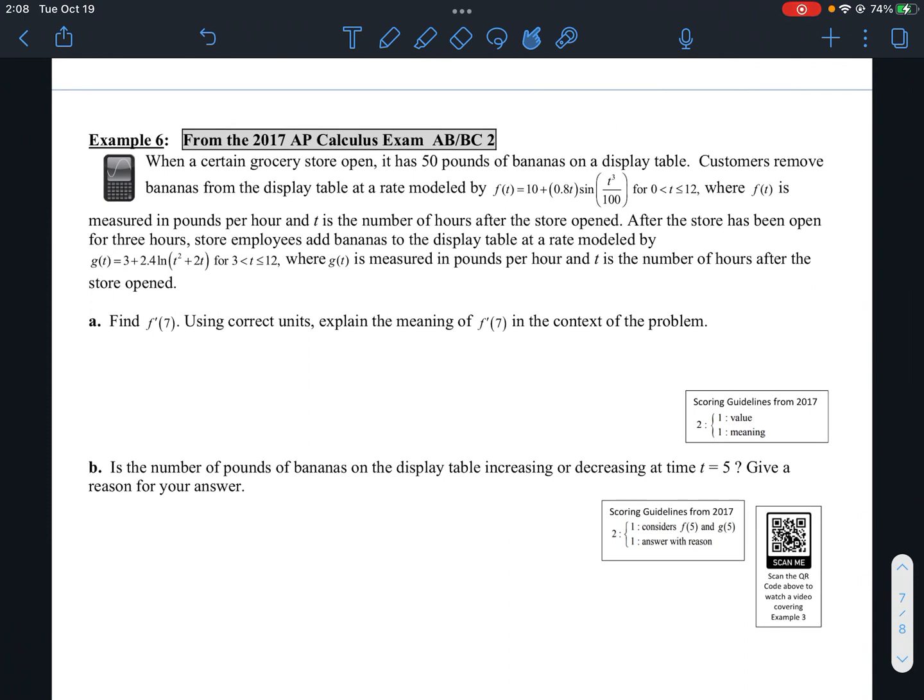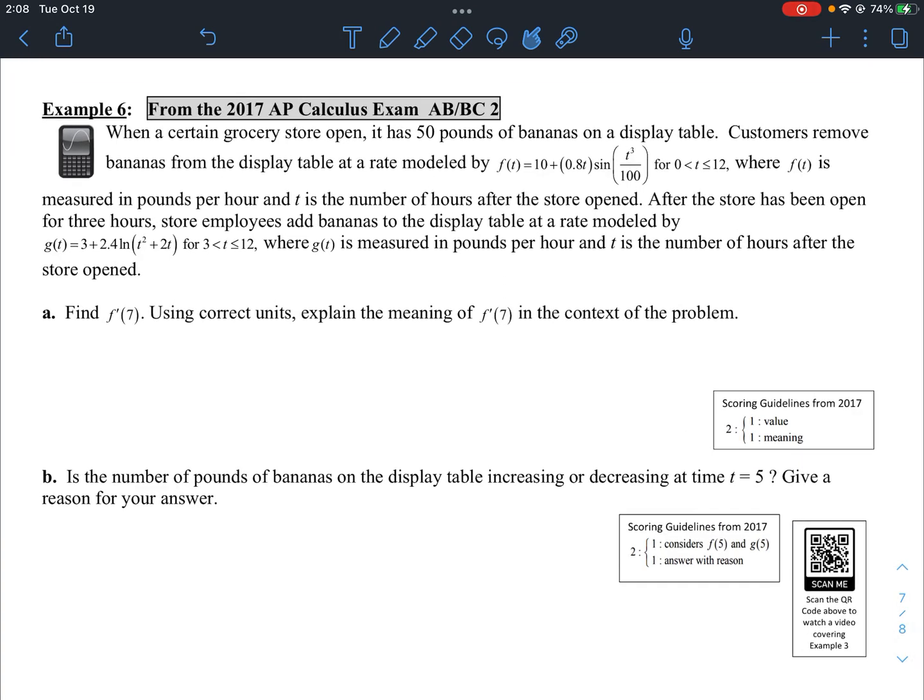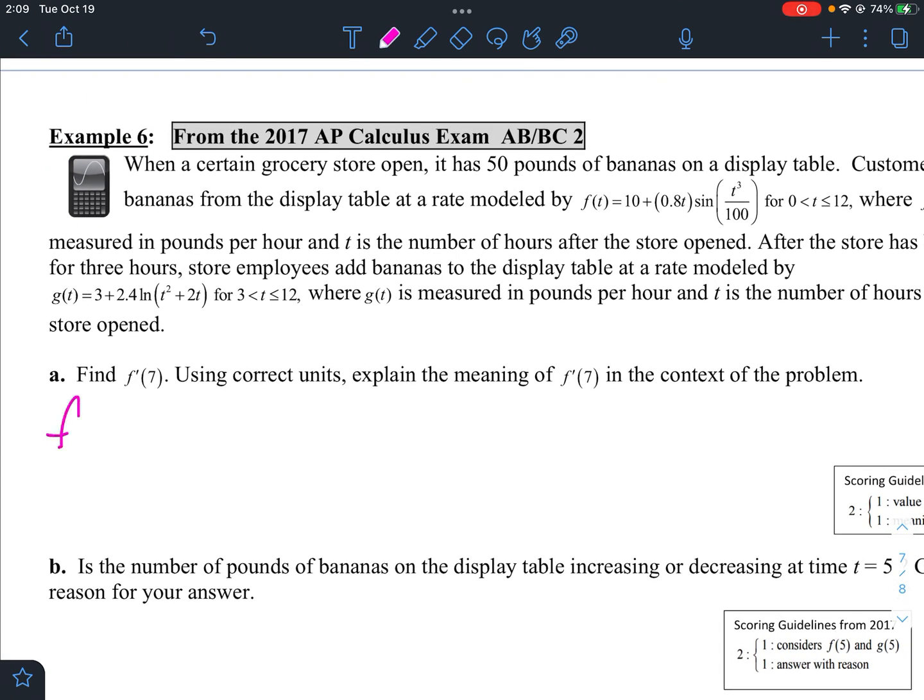All right, and our last one today, problem about bananas. When a certain grocery store opens, it has 50 pounds of bananas on a display table. Customers remove bananas from the display table at a rate modeled by f of t, where f of t is measured in pounds per hour and t is measured in hours, okay? After the store has been open for 3 hours, store employees start adding bananas back to the display table at a rate modeled by g of t. g of t is in the same units as f of t. So, two problems here we're going to talk about. The first one says find f prime of 7, use correct units, explain the meaning of f prime of 7 in context of the problem. Again, we have calculators handy to us here, so don't make this hard on yourselves.